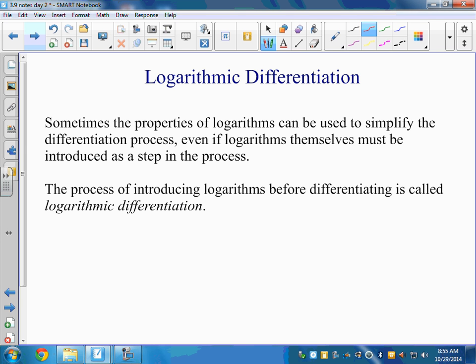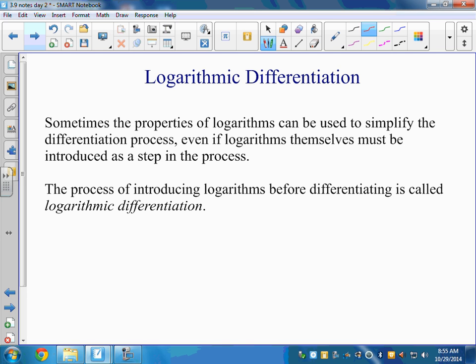And it says the process of introducing logarithms into a problem before differentiating is called logarithmic differentiation. When you take derivatives of logs, we don't call that logarithmic differentiation, but when we introduce logs into a problem in order to use the properties, that's when we call it that.